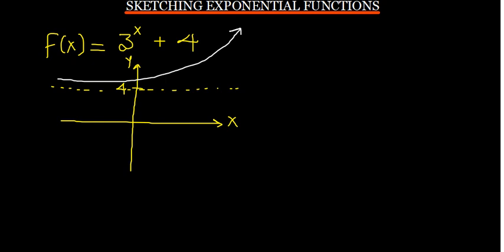If x is 0, put 0 here, y is going to be 4. Okay, what if x is equal to, let's say, 2 or 1, put 1 here, y is going to be 7. What if x is, let's say, negative 5? Or let me say negative 1, this will be 3 to the power negative 1, which is 1 over 3. 1 over 3 plus 4 is still a number which is above 4, meaning the function can't go below 4. Are we together?